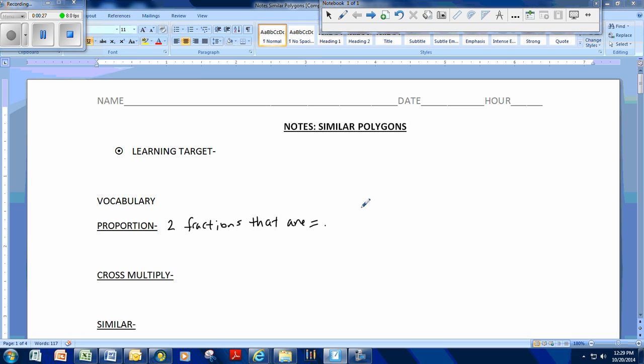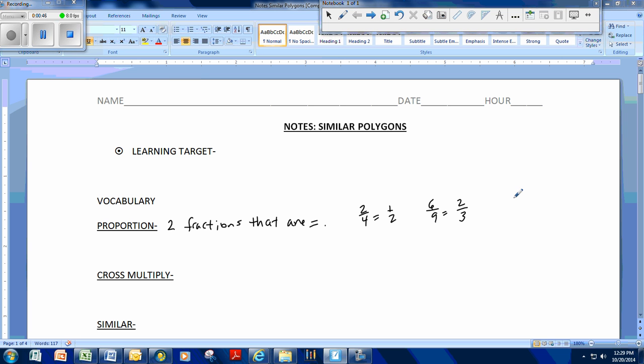All right, for instance, 2/4 is equal to 1/2. Okay, those are the same. Same thing with, for instance, 6/9 is equal to 2/3. Those are the same.